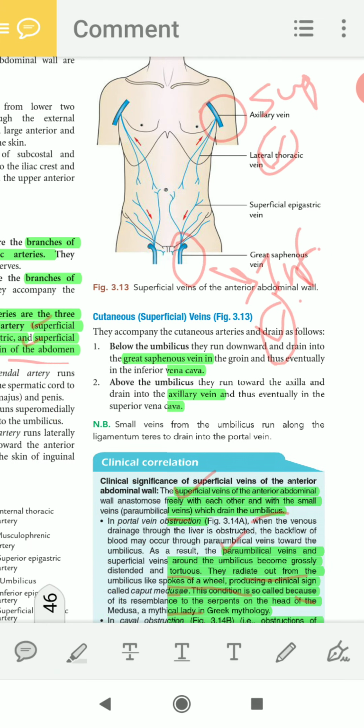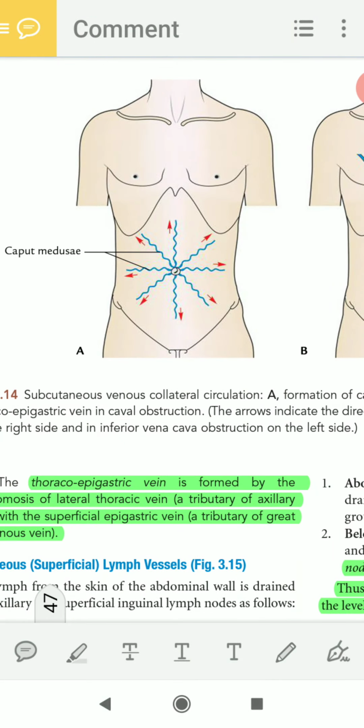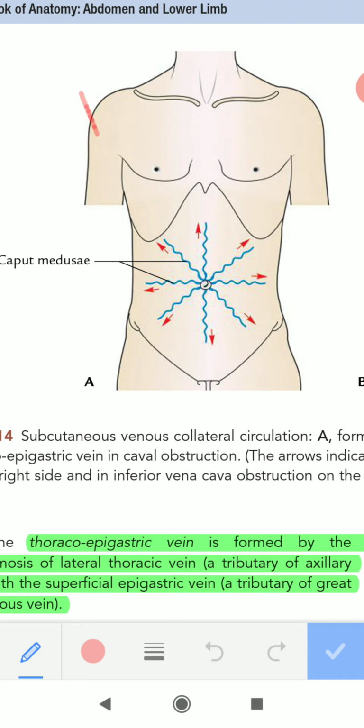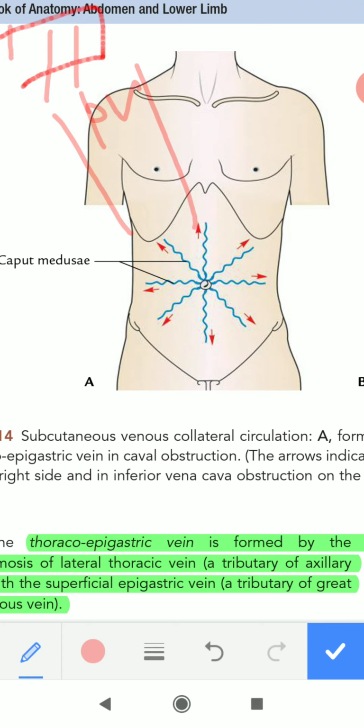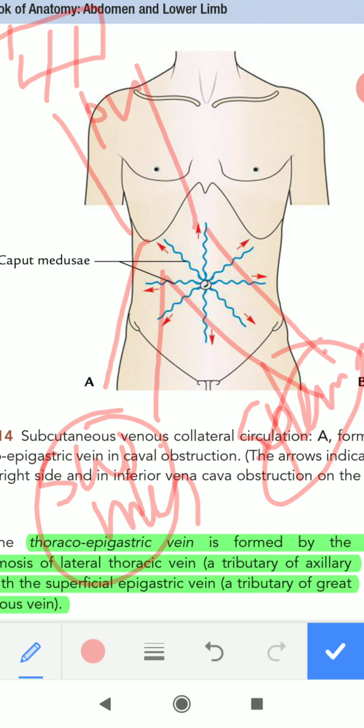This is caput medusae. The portal vein drains into the liver. The portal vein is formed by two veins: one is the superior mesenteric vein, and the other is the splenic vein. The superior mesenteric vein and splenic vein together form the portal vein, and the portal vein ultimately drains into the liver.